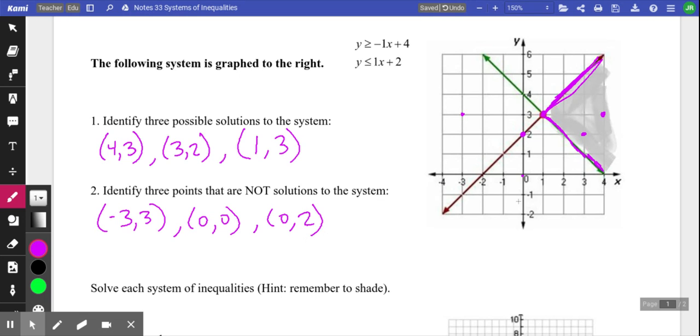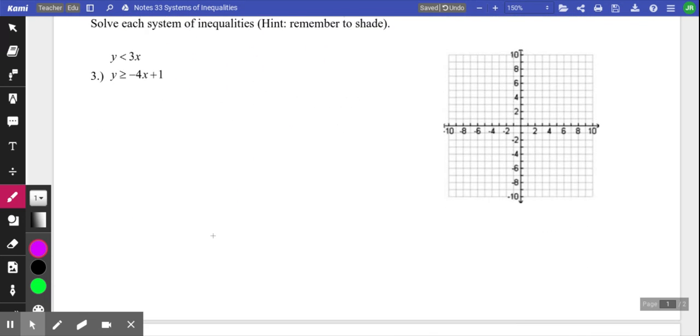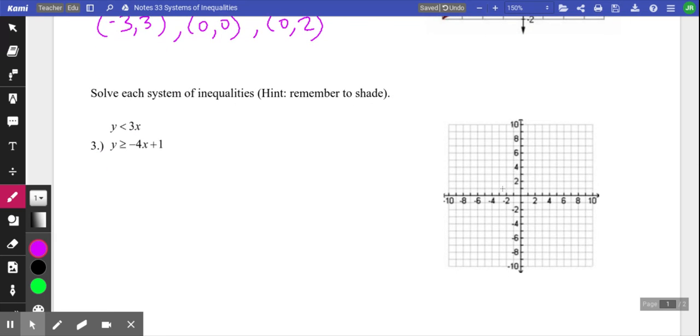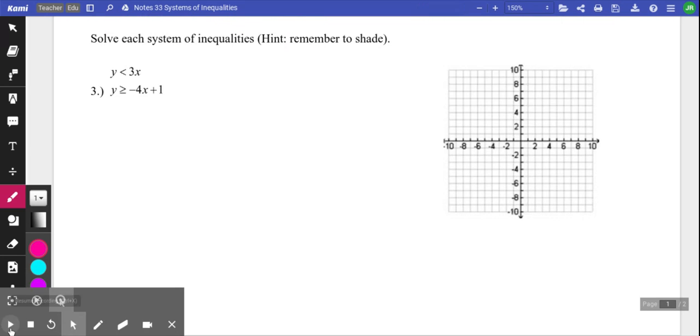All right, so now we need to get the graph. Then somebody else could say, okay, this would be a possible solution, or this would not be a possible solution. So we need to get our graph, which means that we are going to graph not just one line, but 2 lines on the same coordinate plane.